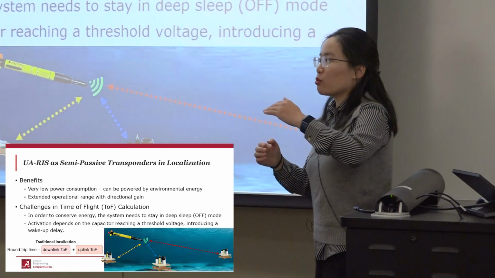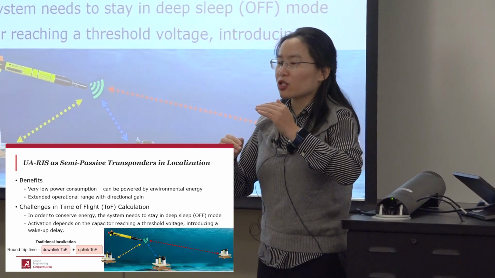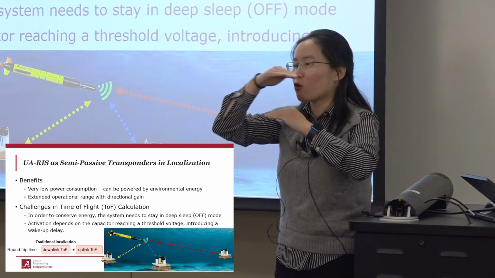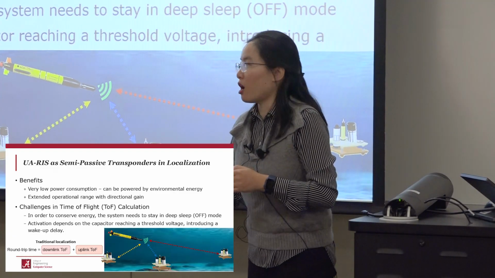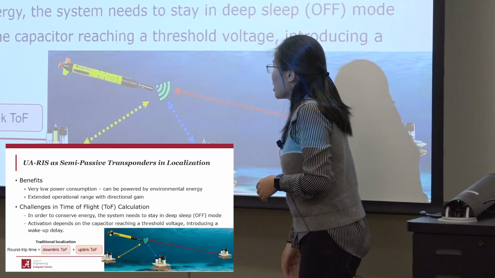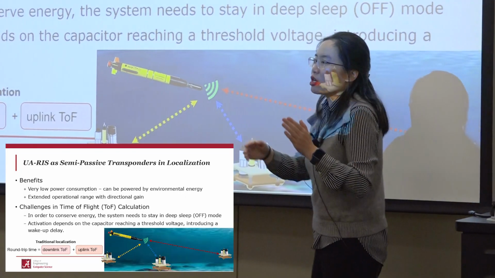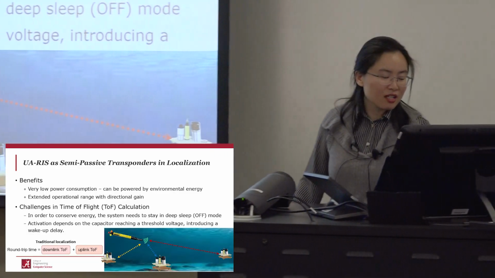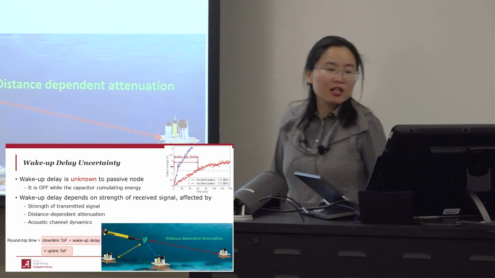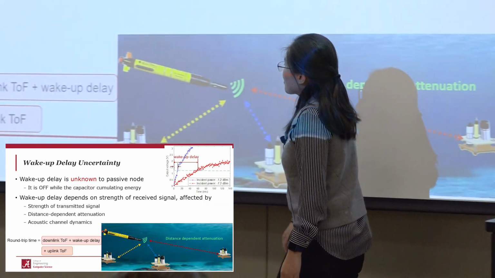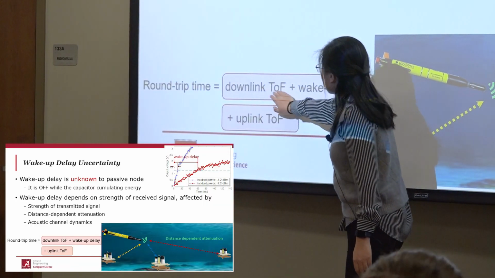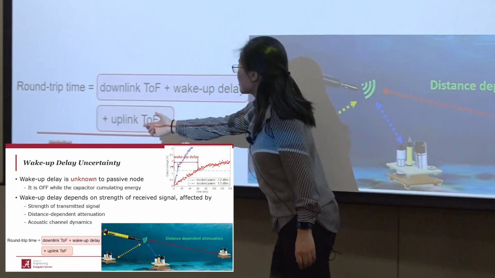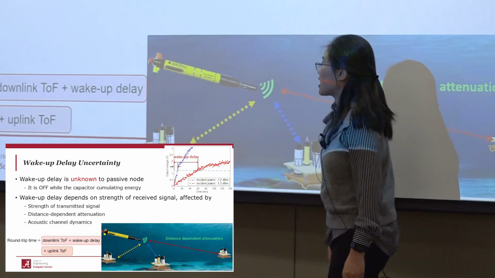So you can imagine when the signal arrives, it will charge a small capacitor. Only when it reaches a certain voltage level will it wake up the transponder. So that charging time is not negligible in the real situation. We call that charging time the wake-up delay. So with that, the round trip time will be the time of flight in the downlink, the wake-up delay on the transponder, and then the uplink time of flight.